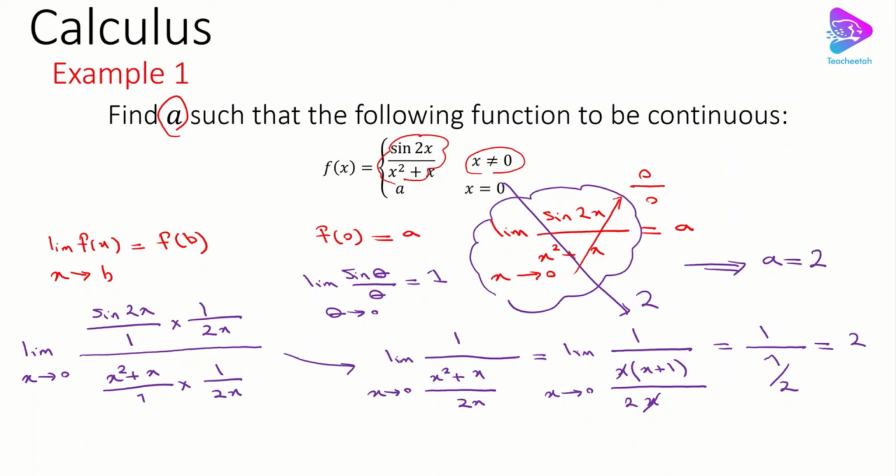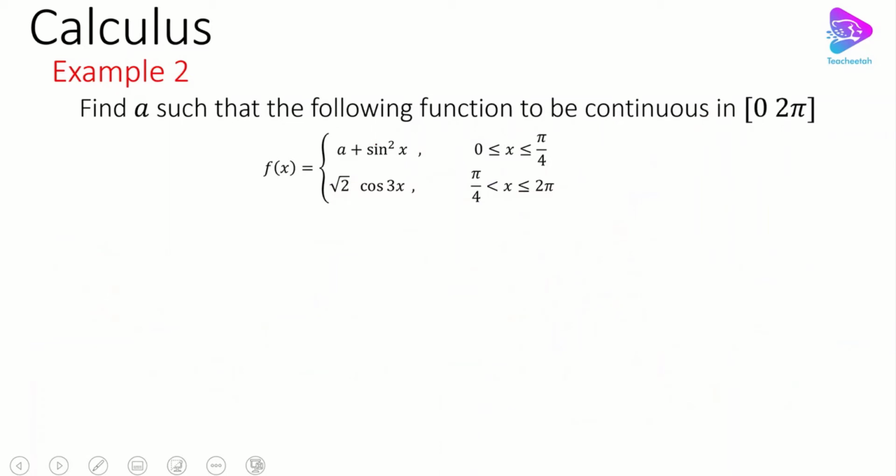So what we did, we just looked at the definition of a continuous function. First, we looked at the value of that function at the specific value of 0 basically, and then we took the limit of the function based on the other subfunction that we have, and we found the limit, and from the obtained limit we could find the value of a. Let's look at another example.